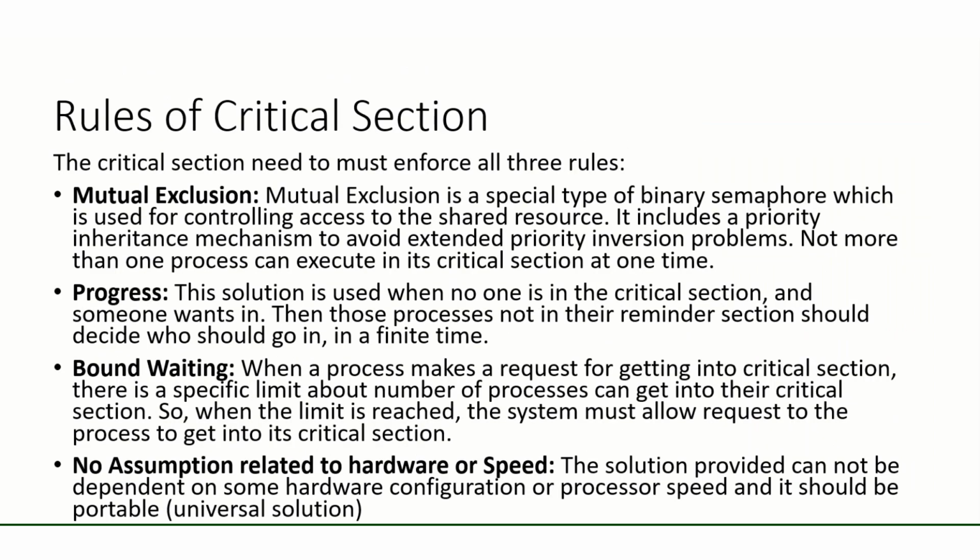Now there are many ways to implement synchronization, but it should fulfill four conditions. So the critical section needs to satisfy four conditions. First is mutual exclusion, then progress, bounded waiting, and no assumptions related to hardware or speed. The first two conditions are mandatory and primary, and the next two are secondary.